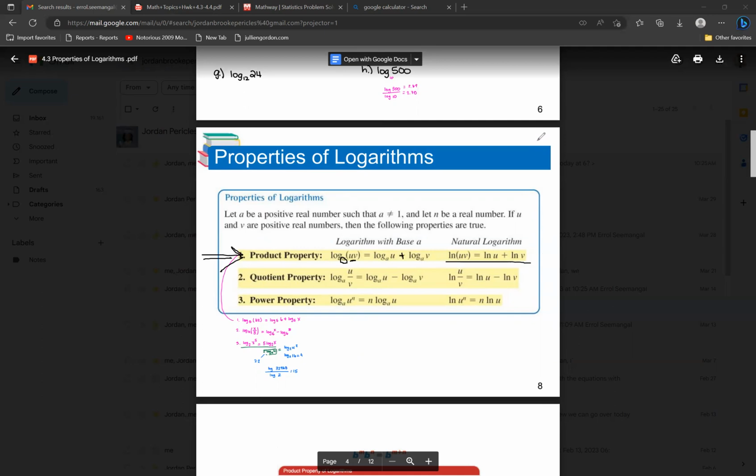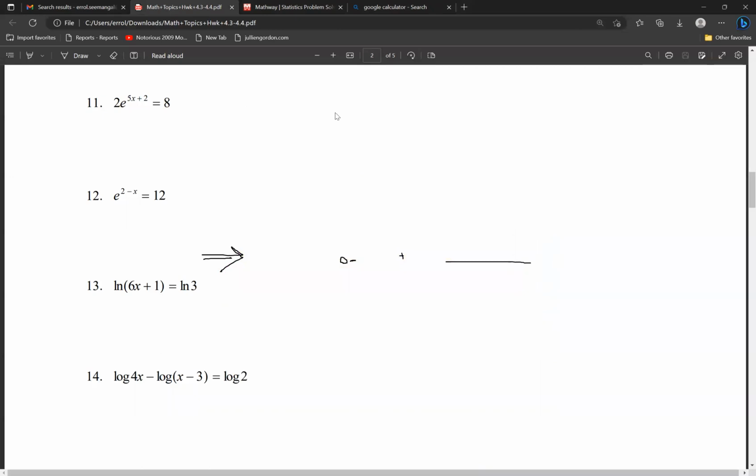So where did we go wrong? Oops, it cleared it. Oh man. All right, let's try 13 again. Let's multiply into the brackets. So it's ln 6x plus ln 1 equals ln 3.